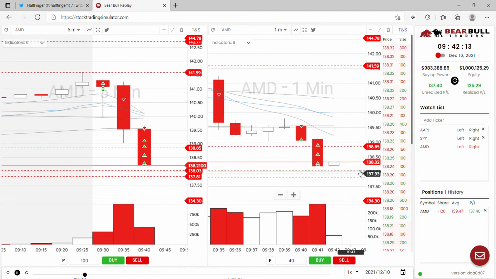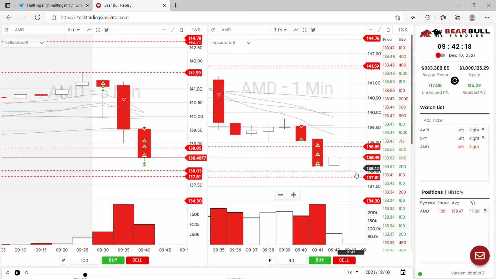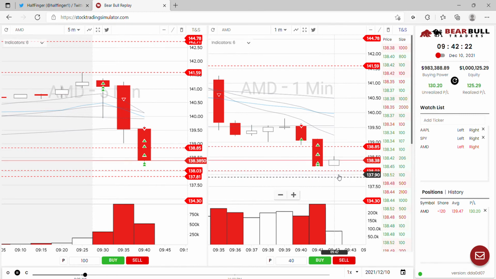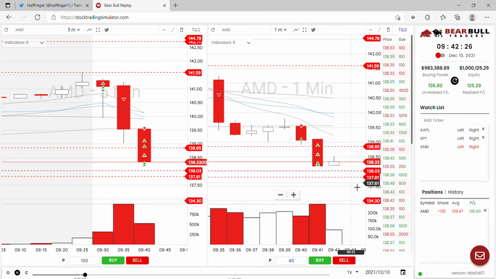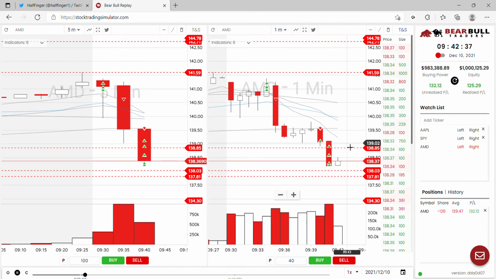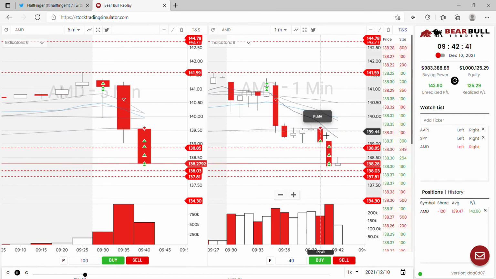So this 138 level is the previous day's close. So this is a very strong level. So it will be interesting to see if it can come below this level. But I really like this entry. This was a very nice entry.